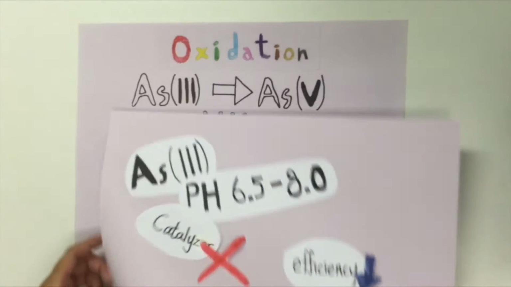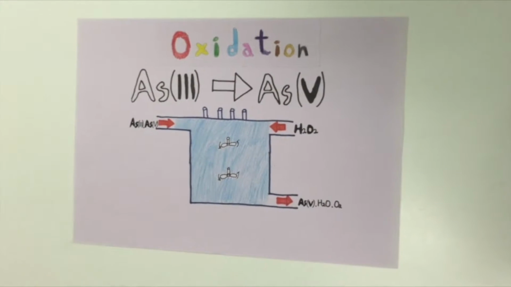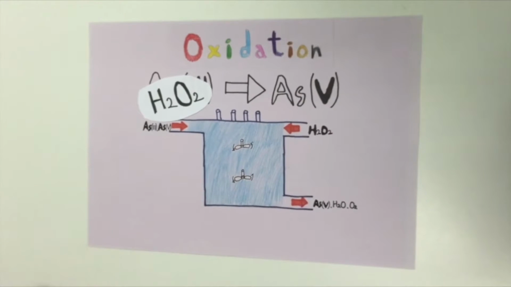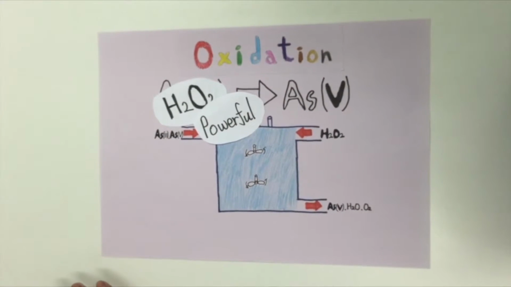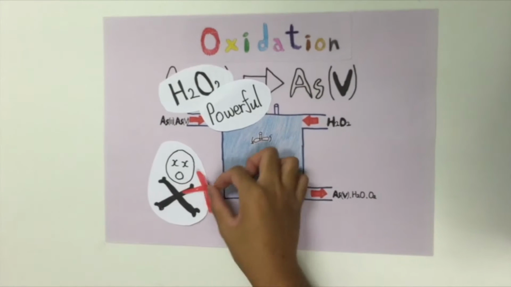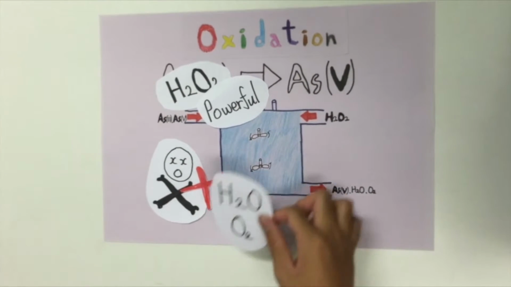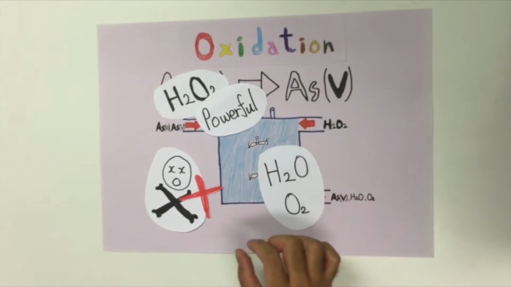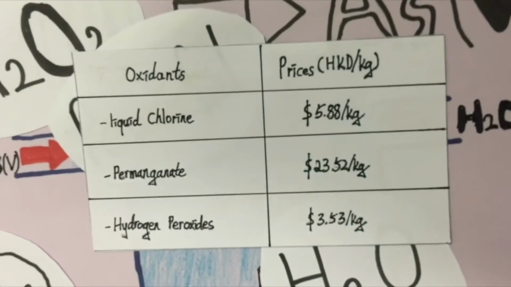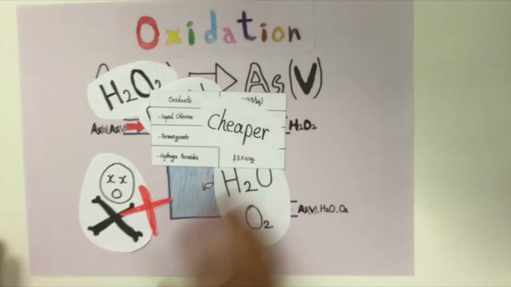So we will oxidize all the arsenic-free to arsenic-fine with hydrogen peroxide, which is a powerful oxidant, and after the oxidation, these oxidants decompose to non-toxic chemicals, that are water and oxygen. Besides, the price of hydrogen peroxide is cheaper than other oxidants.